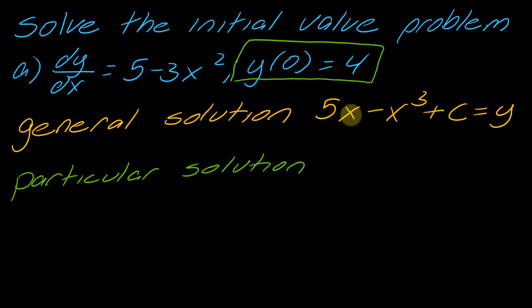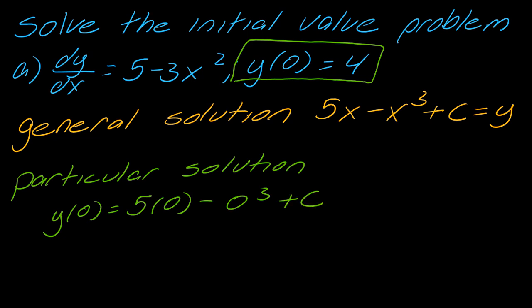Now what I'm going to do is plug in this 0, and I know what it's supposed to equal. If I want to be really formal about this, I could say this is y of 0. So this will be 5 times 0 minus 0 cubed plus c, and that's supposed to equal 4. Now everything just drops out, so I get that c equals 4.